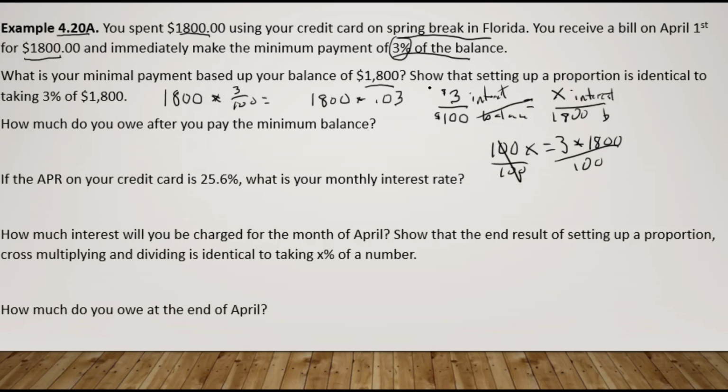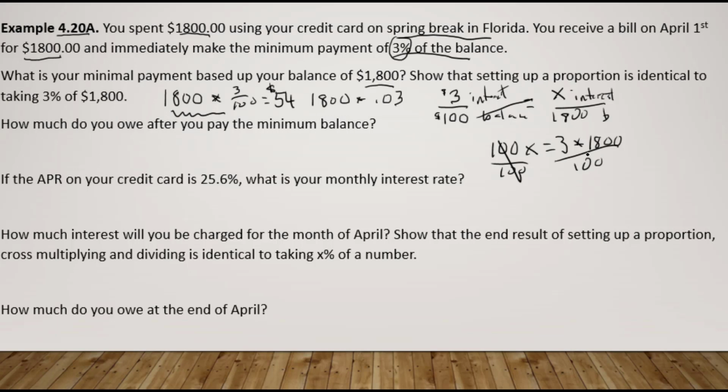So this method is a little bit longer, but you can see they're all an equivalent way of doing this problem. So, I don't know, I can do this one. 1,800 divided by 100 is 18. 18 times 3 is 54. So that's a nice thing that we learned from before.